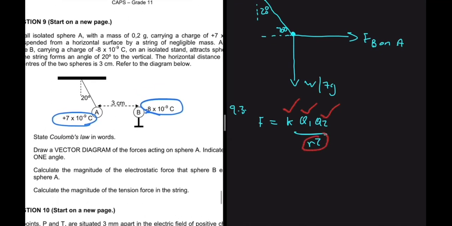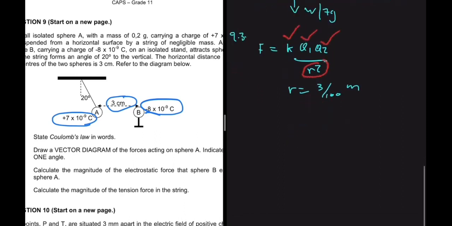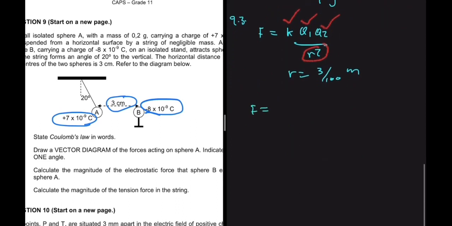The distance between them is given as 3 centimeters. So we're going to say that R is equal to 3 centimeters divided by 100. We're converting it to meters, right? From centimeters to meters, you divide by 100. So now we can say that the electrostatic force will be equal to, so what is K? We know fully well that K is 9 times 10 to the power 9. And then the charge on Q1, we are only interested in the magnitude. We don't put the sign.